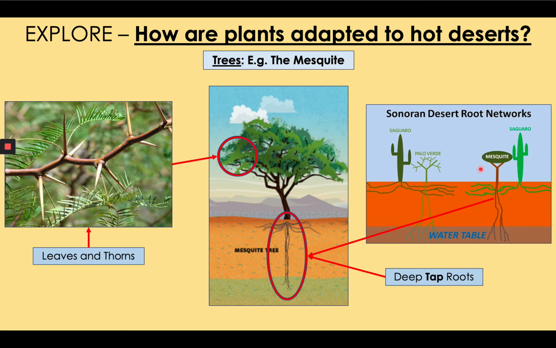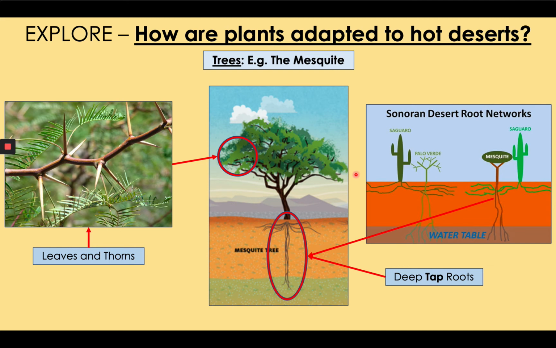So for trees to be able to access the water stored underground, they need very long tap roots to be able to reach it. The mesquite tree does that. It's one of the most successful plants that survives in hot deserts for these two reasons. Even if on the surface it seems like there's no water in a desert, the mesquite tree is able to reach it through its tap roots. So that's the plants in a desert.